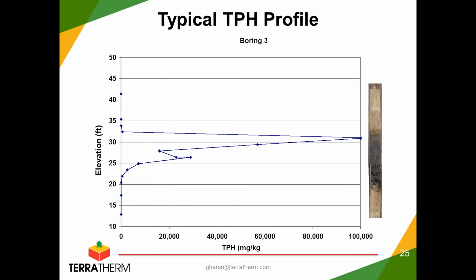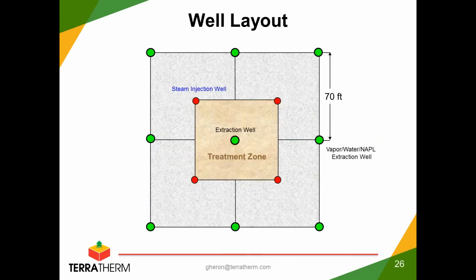Here's a depth profile down around the water table. You can see on the right what the soil cores look like, and on the left you basically see the TPH measured up to 10% by weight was oil in the highest concentrations here, so 100,000 milligrams per kilogram. So a target right around the water table with extremely high concentrations. We did a pilot test like this.